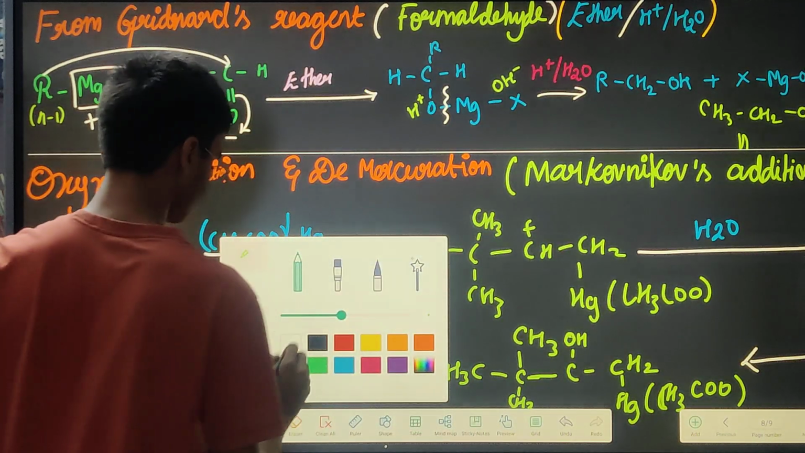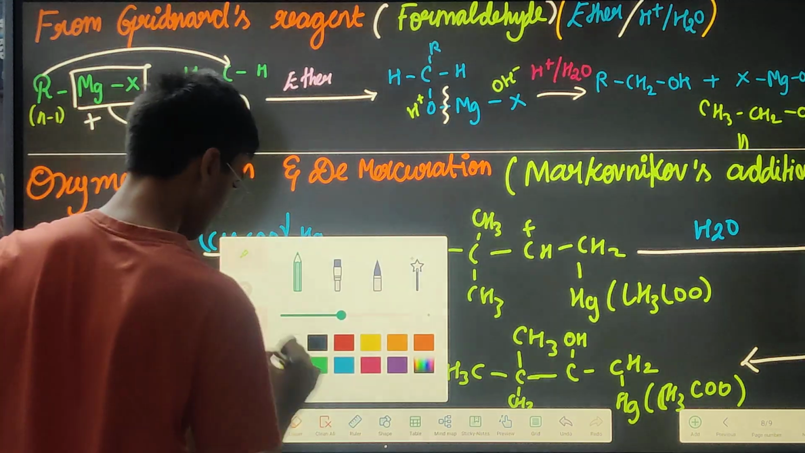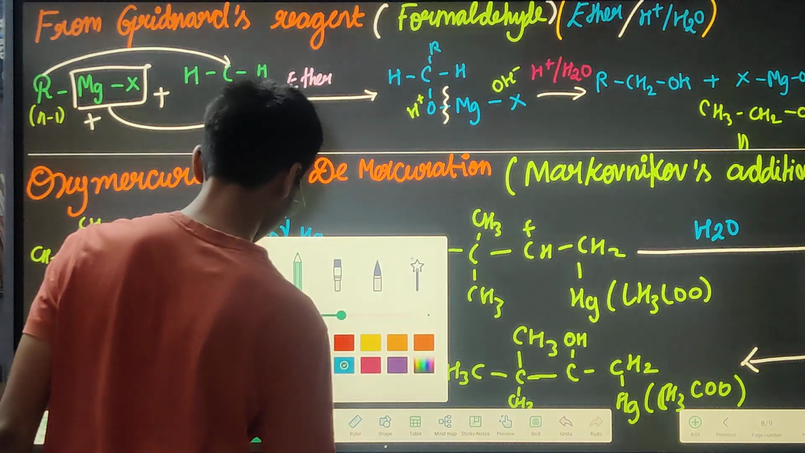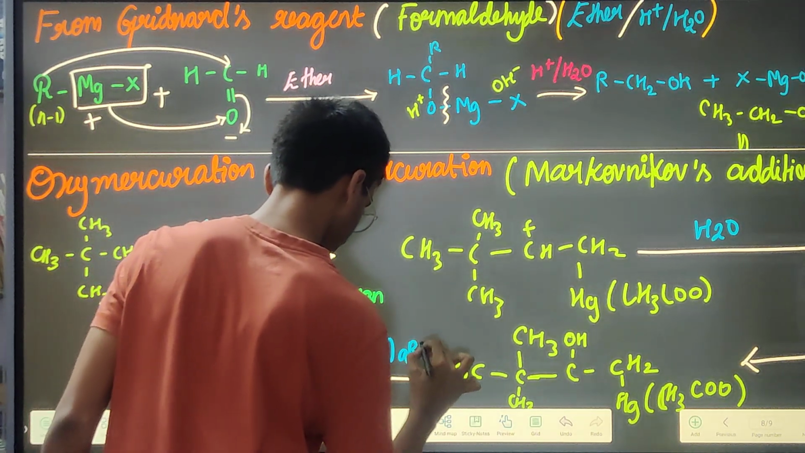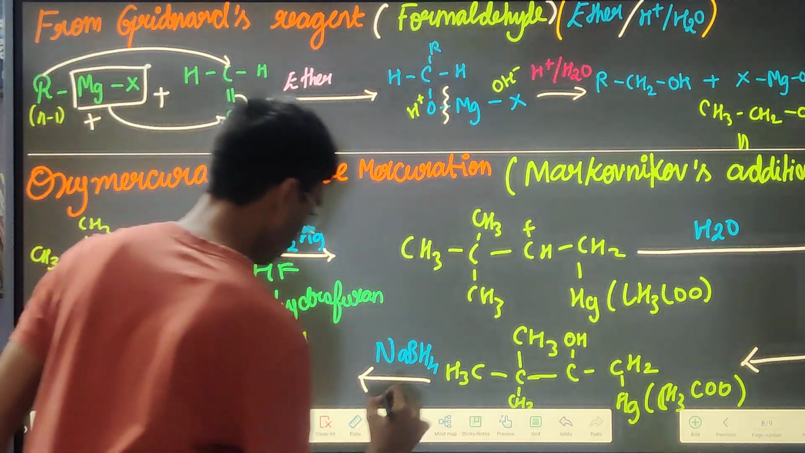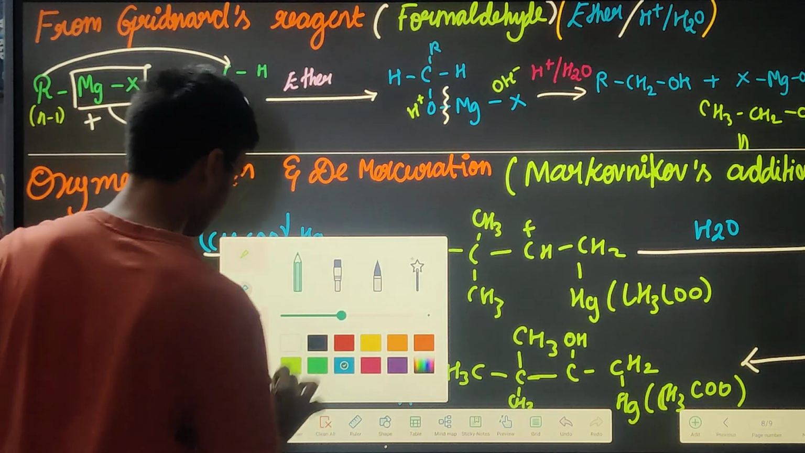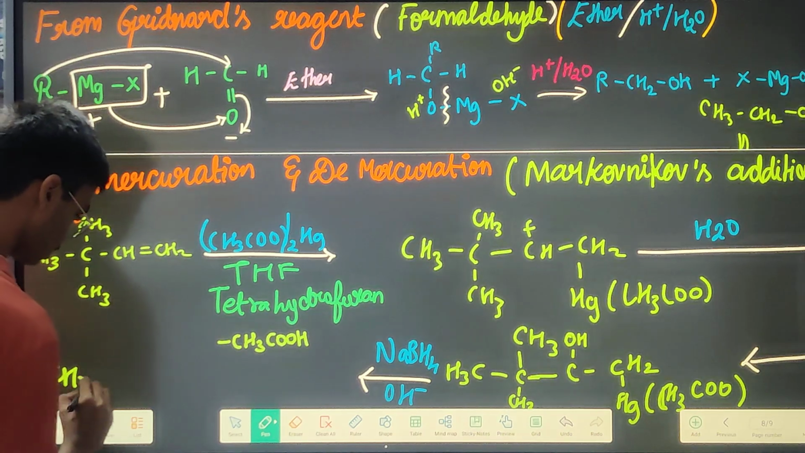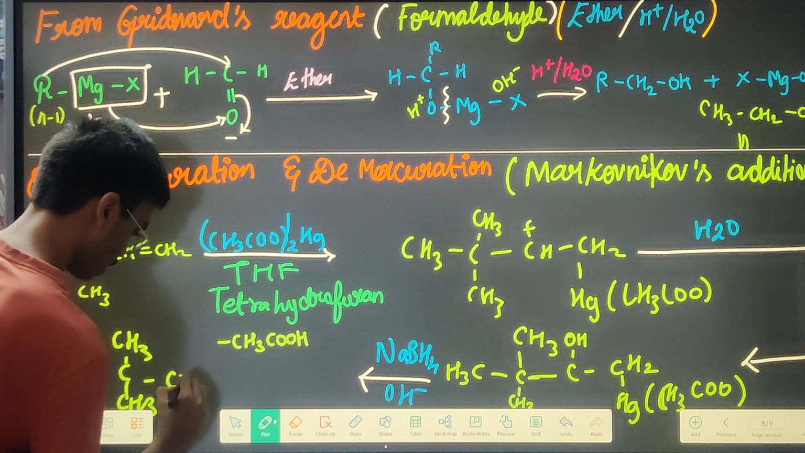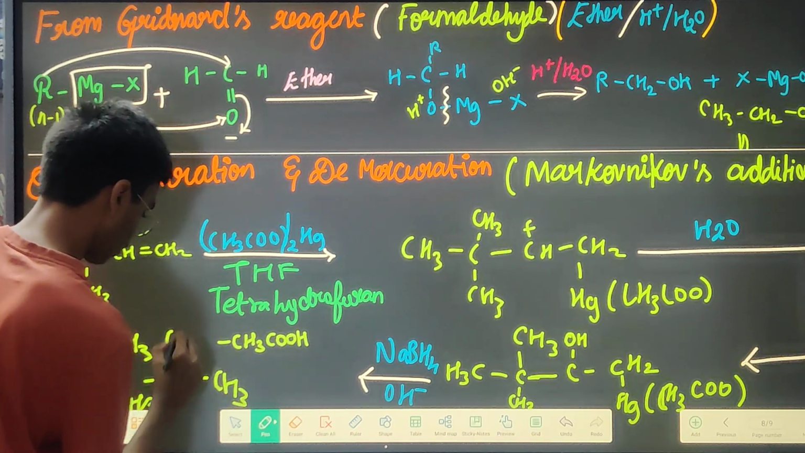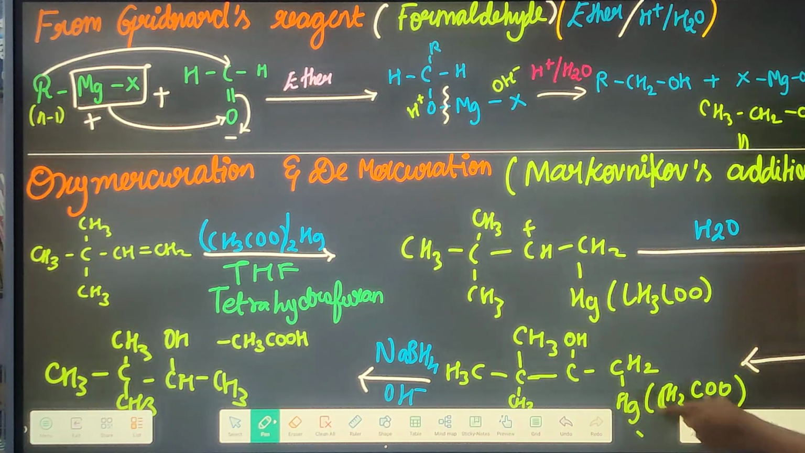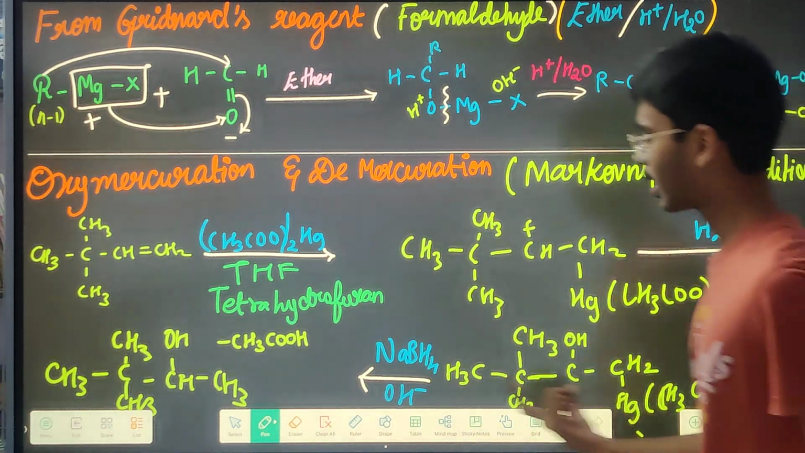So now only you are demercurating it by adding NaBH4. Then by adding NaBH4, also by adding OH minus, by adding this you can actually form CH3, CH3, CH3, then CH3OH. So because of that this will just go. This compound will just go. That means you are just cutting this compound, then you will be having this compound.